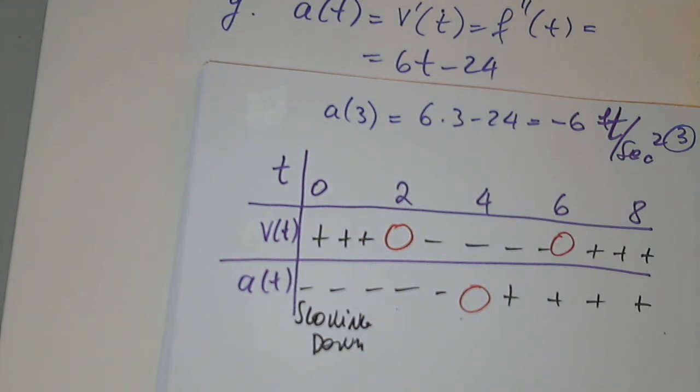In the second subinterval between 2 and 4, the velocity is going this way, but so is the acceleration. So what happens now between 2 and 4? They are helping one another. Speeding up.